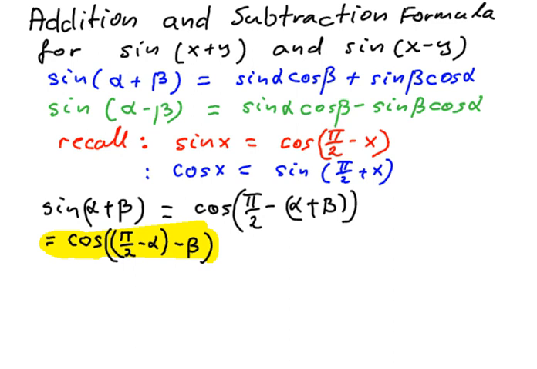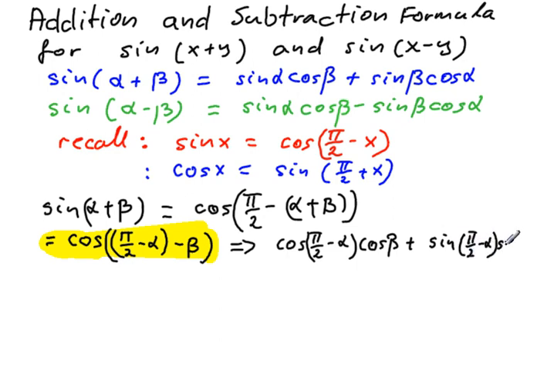Okay, so if you were to expand this, it will further expand to cos pi over 2 minus alpha times cos beta plus, remember the difference results with addition, sine of pi over 2 minus alpha sine beta. Okay, so the line below.